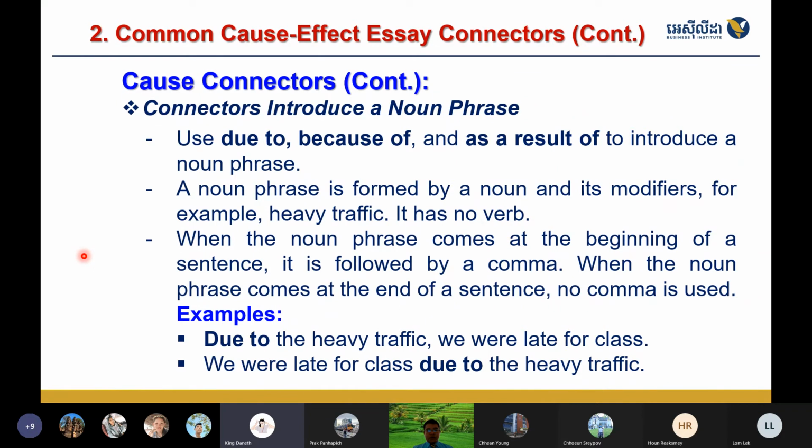When the noun phrase comes at the beginning of the sentence, it is followed by a comma. When the noun phrase comes at the end of a sentence, no comma is used. Example: Due to the heavy traffic, we were late for class. We were late for class due to the heavy traffic.